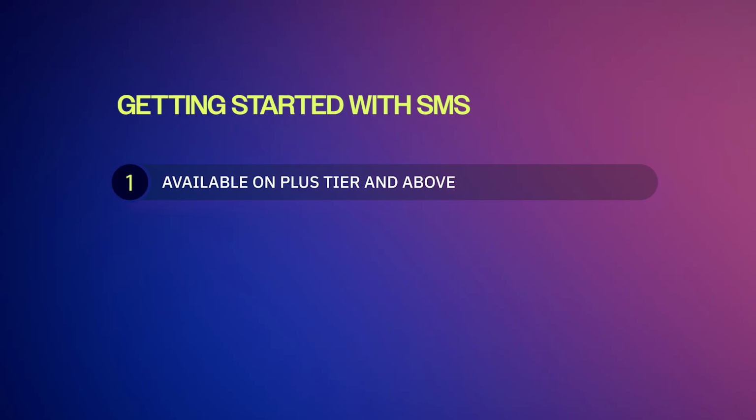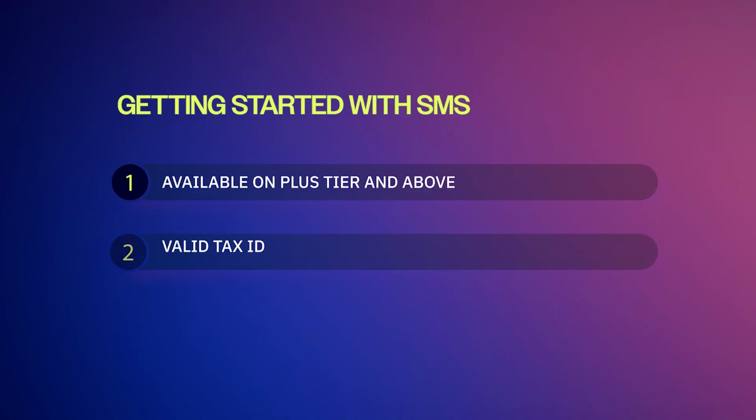Before we purchase the SMS add-on, here's what you need to know. First, SMS is only available on Plus, Professional, and Enterprise plans, and you must be a primary admin or have billing permissions to purchase it. Second, you need a valid tax ID or employer identification number, or EIN. This is required for registration, and without it, you won't be able to complete the setup.